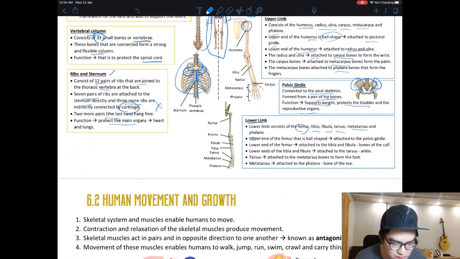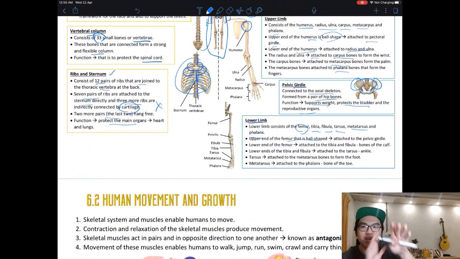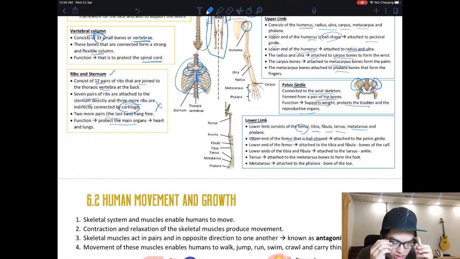So again, the femur is ball shaped. That's why at your hip joint your leg can move like that, because it's ball and socket shaped. It is attached to the pelvic girdle. The femur is attached to the tibia and fibula, bones of the calf. Calf is your lower leg, 小腿. Then the tibia and fibula attach to the tarsals, your ankle. The ankle attaches to the foot, the metatarsals, and then connects to your phalanges, which are the toes.